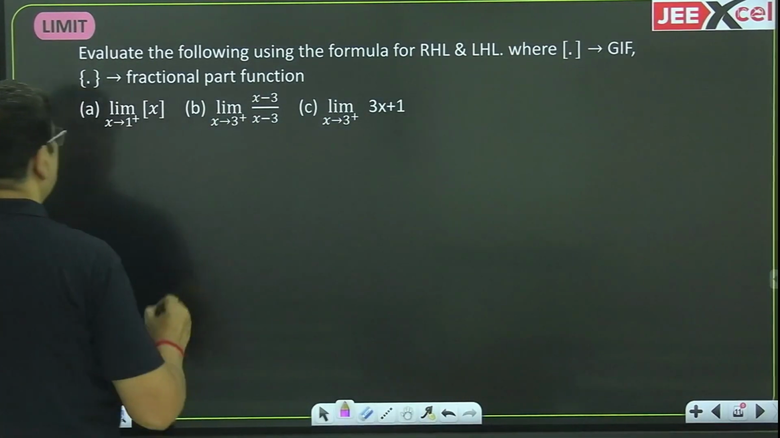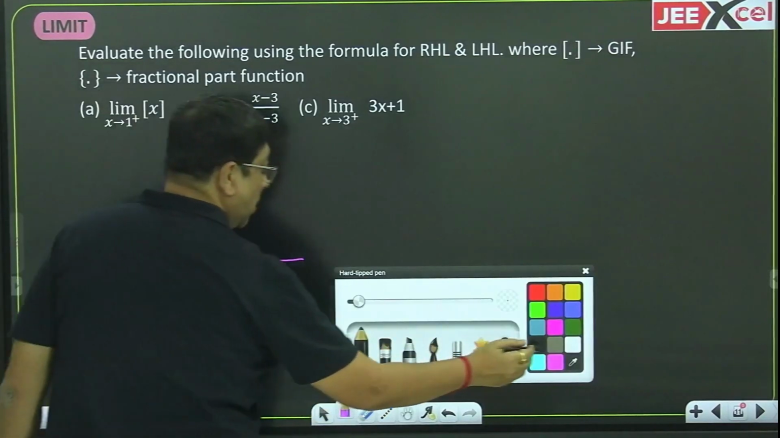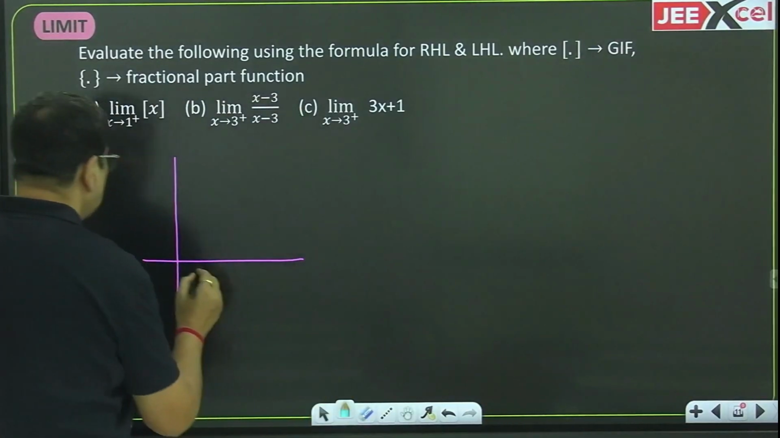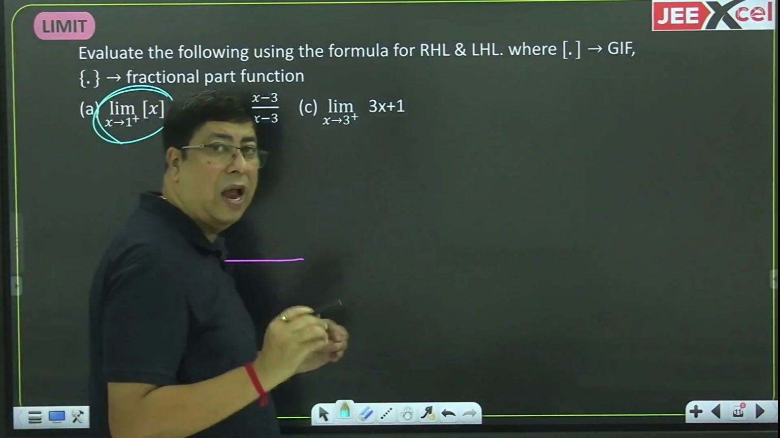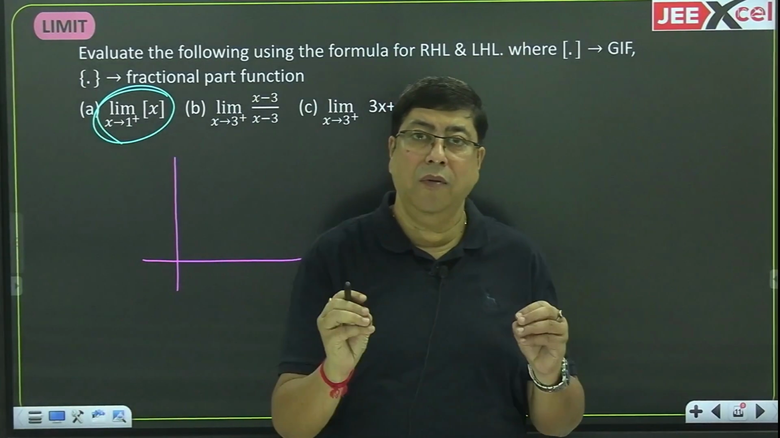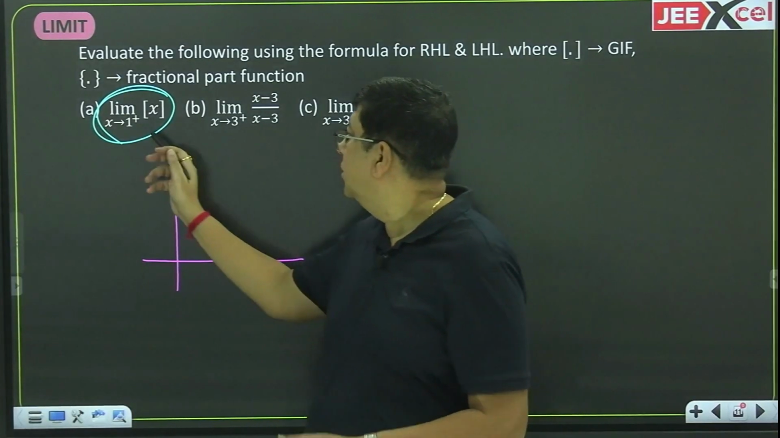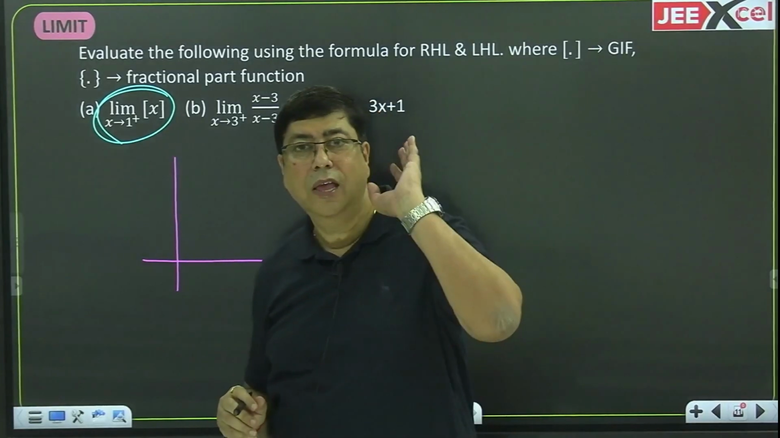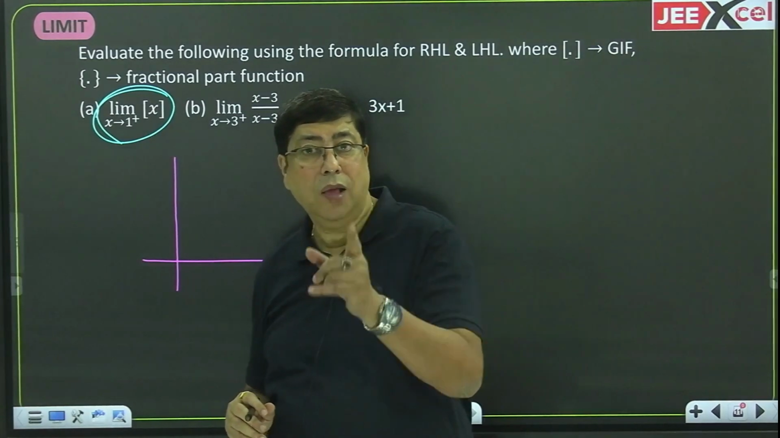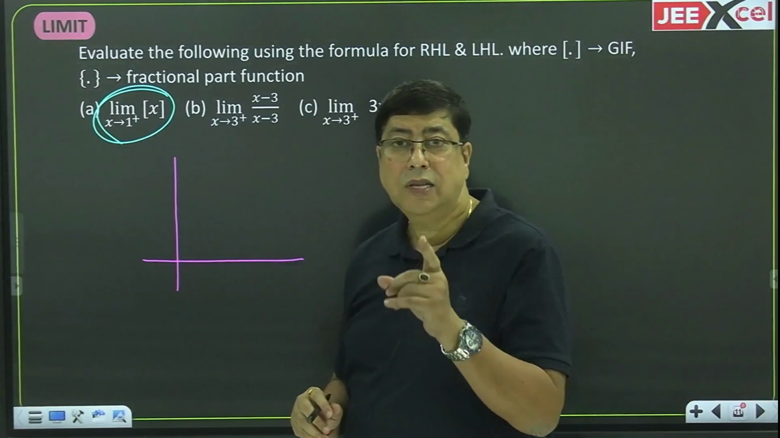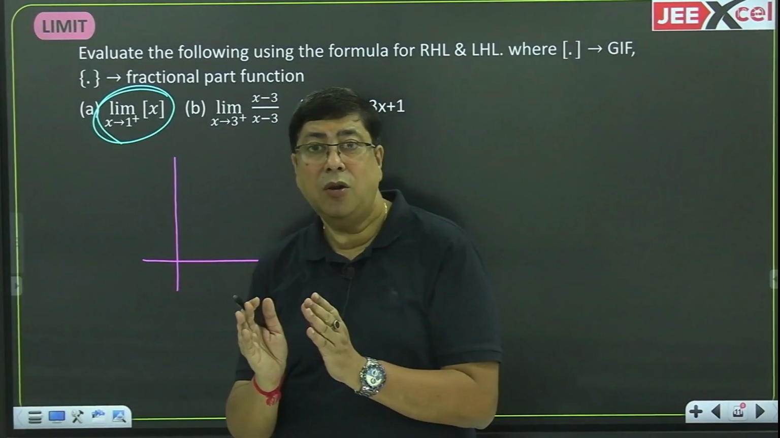In this case, we know the box function well. So limit x tends to 1 plus. We know that the box function is discontinuous at the integer points. If the question was limit x tends to 1 of box x, obviously we can say the limit does not exist because the left hand limit is not equal to the right hand limit. Whenever the question is limit x tends to some integer of box x, the left hand and right hand limits do not match.